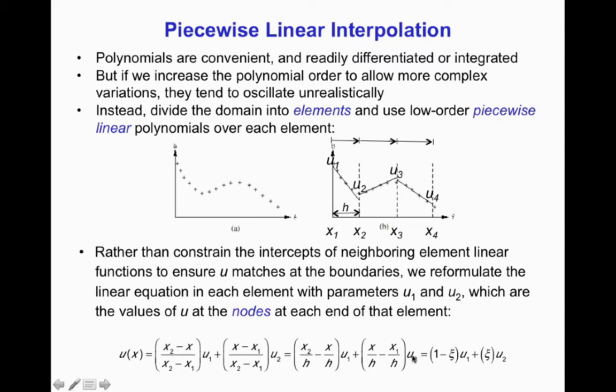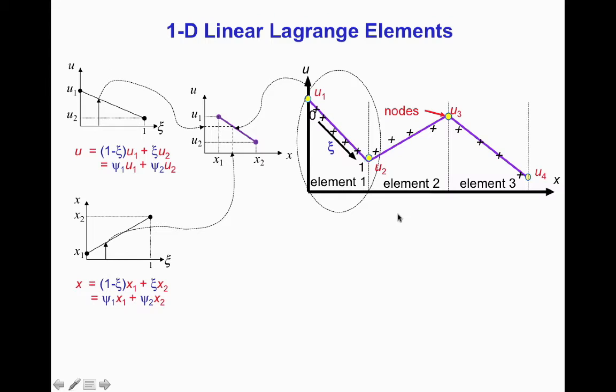However, we really want u as a function of x, not u as a function of xc. So how do we handle that? Well, a clever technique is to interpolate u as a function of xc and x as a function of xc. And this is called an isoparametric formulation. So if we define again a local coordinate varying from 0 to 1 in each element, and the parameters of the linear variation in each element being the values at the ends, then we can have a linear interpolation of u as a function of xc within each element, and a linear interpolation of x as a function of xc within each element.